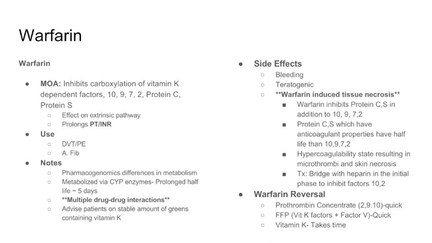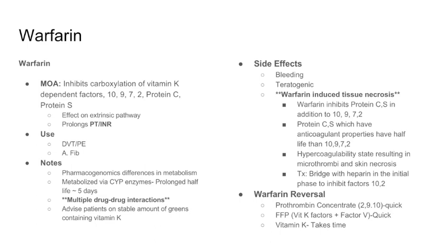So if you inhibit protein C and S first, what does that leave you with? Which factors are going to be left? 10, 9, 7, and 2. So you're going to end up being hypercoagulable. And if you become hypercoagulable, you end up with these microthrombi and you get skin necrosis. So it's a very, very important side effect to understand from warfarin, and it's also important to understand the mechanism behind it. How do we treat this?